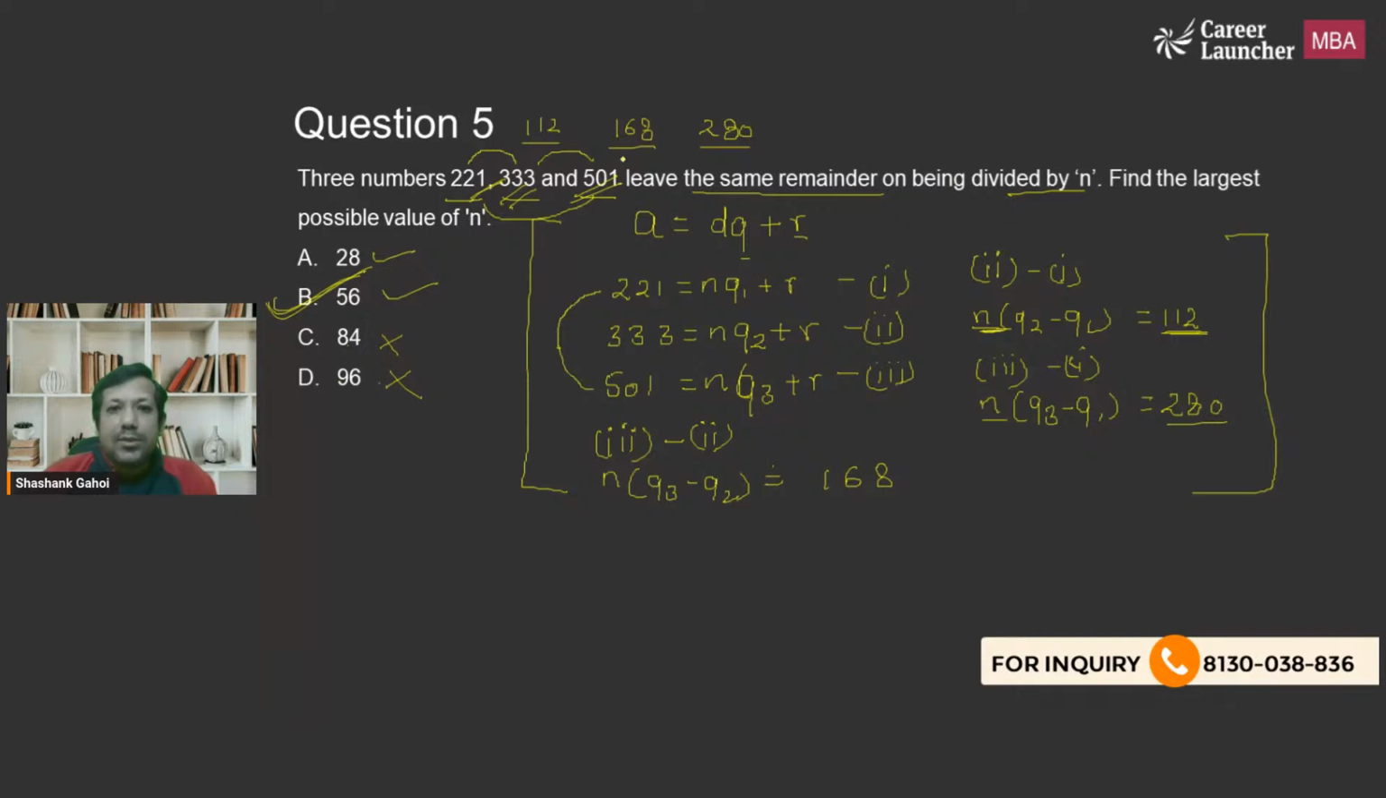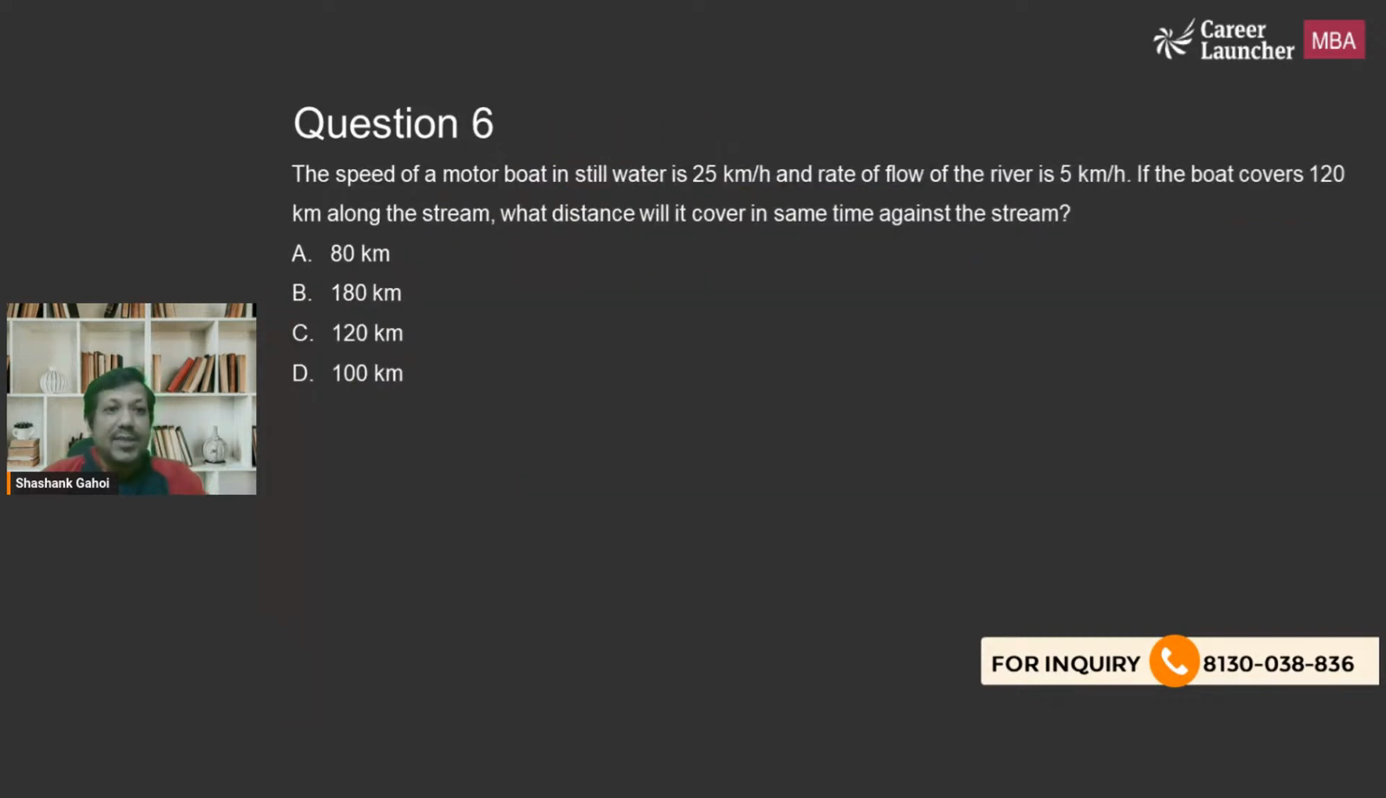Now, let's move to the next question. What does it say? It says the speed of a motorboat in still water is 25. So when we talk about streamline motion, that is motion in a river, right? So in a river, what happens? The boat itself is moving. So this is the boat, and the boat is moving with what speed?